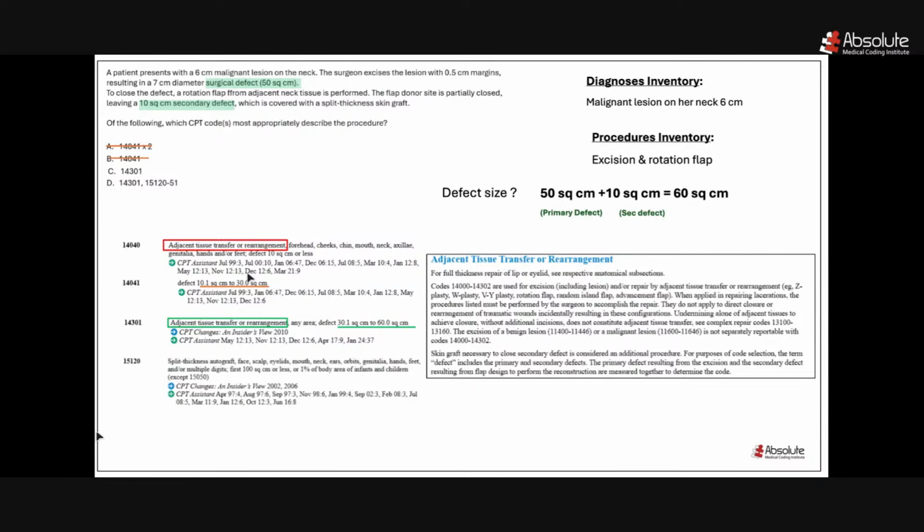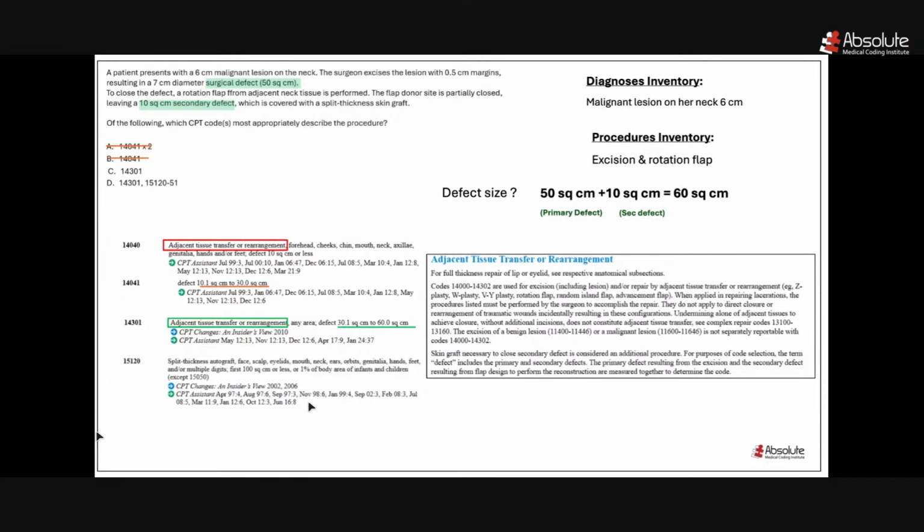Option A is coding for 14041 times 2. You don't need to bill for a second quantity of 14041 here. We have a code specifically that is coding for a 30 square centimeter to 60 square centimeter adjacent tissue transfer procedure, and that is going to be 14301. Now between option C and option D, option D is coding for a skin graft procedure.